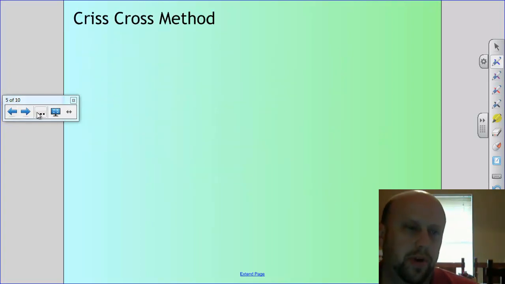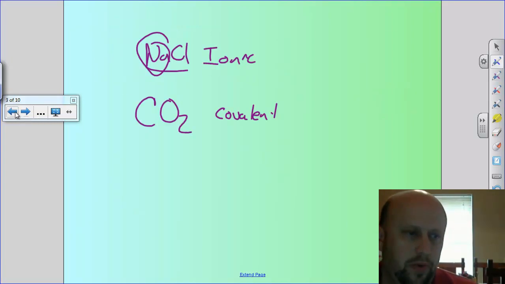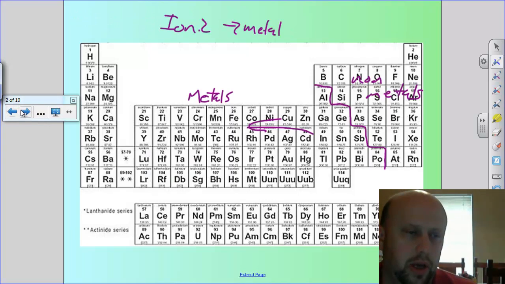But what happens if we have things that don't have +1 charges, and so I might need more than one? Let me show you how this works. Let's say we've got something like magnesium and chloride. Let's say I want to show bonding between magnesium and chloride. Well, the first thing I want to do is look at the valence electrons.